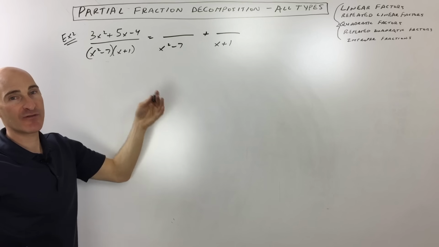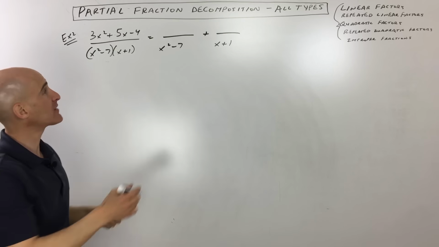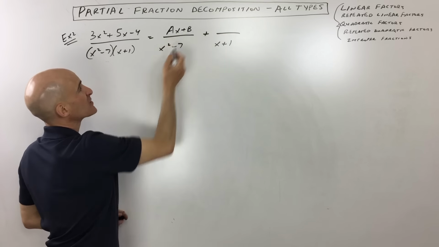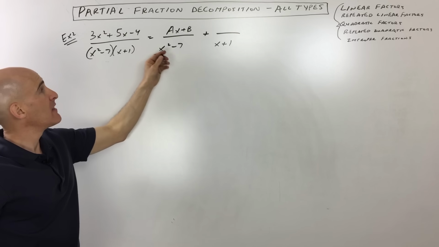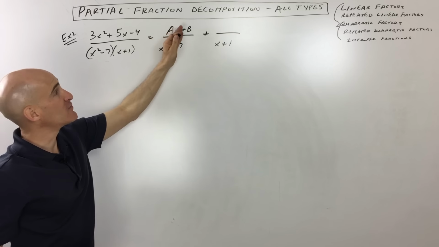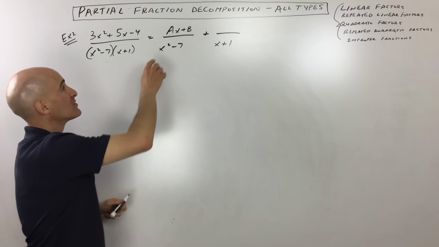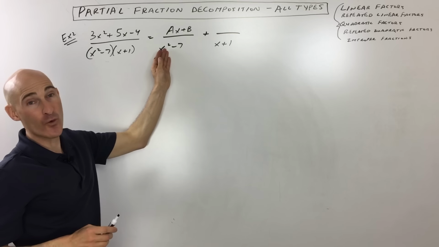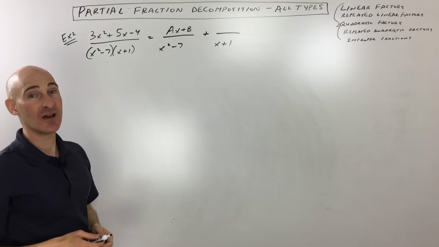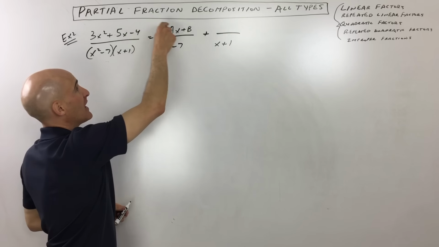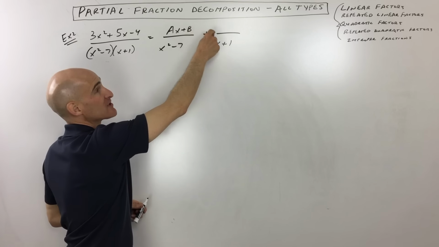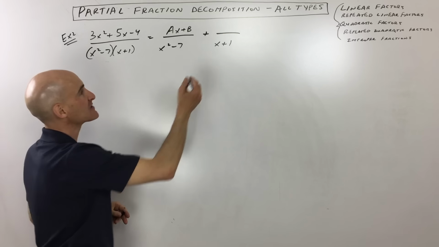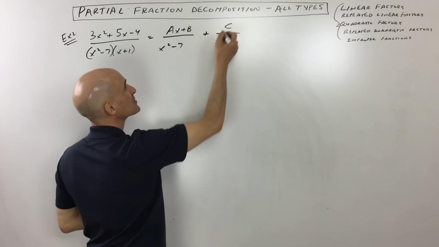X squared minus 7 can't be factored any further, so this is a quadratic factor. Our numerator is going to be 1 degree lower, ax plus b. Now if this was an x cubed, then I would have ax squared plus bx plus c. So you want to start with whatever this degree is minus one and then go descending until you get to a constant. If it was x to the 4th and you couldn't factor it, like a quartic factor, then it would be ax cubed plus bx squared plus cx plus d, right? So you start 1 degree lower and you go down to the constant. This one's just linear, x to the 1st, so this is going to be a constant.